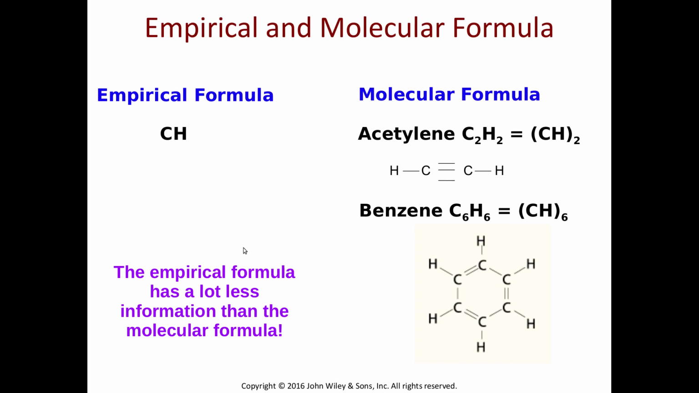I just want to point out the empirical formula has a lot less information contained in it, once again, and I want to point out that both of these things have no information about the connectivity of the atoms. This is a topic that you'll learn more about if you take organic chemistry. But just know that both of these things contain different amounts of information, and the amount of information is, of course, limited.